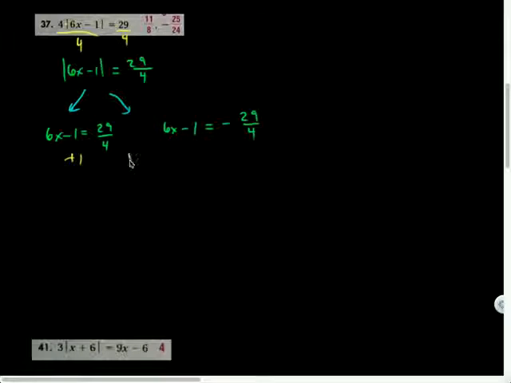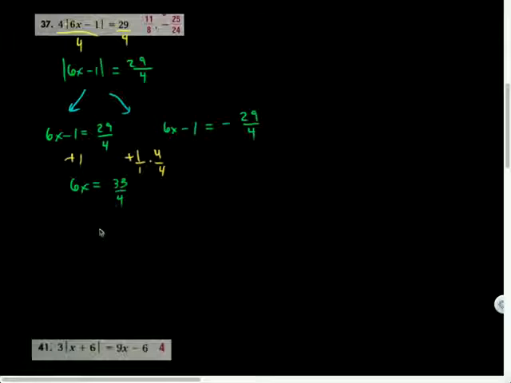Let's see, add 1 to both sides. I'll get 6x equals. And now the problem, I can't add 1 in this fraction unless I get a common denominator. So I'd multiply by 4 over 4, right, to get a common denominator. Agreed? So 29 fourths plus 4 fourths is going to be how many fourths? 33 fourths. Okay, I agree.